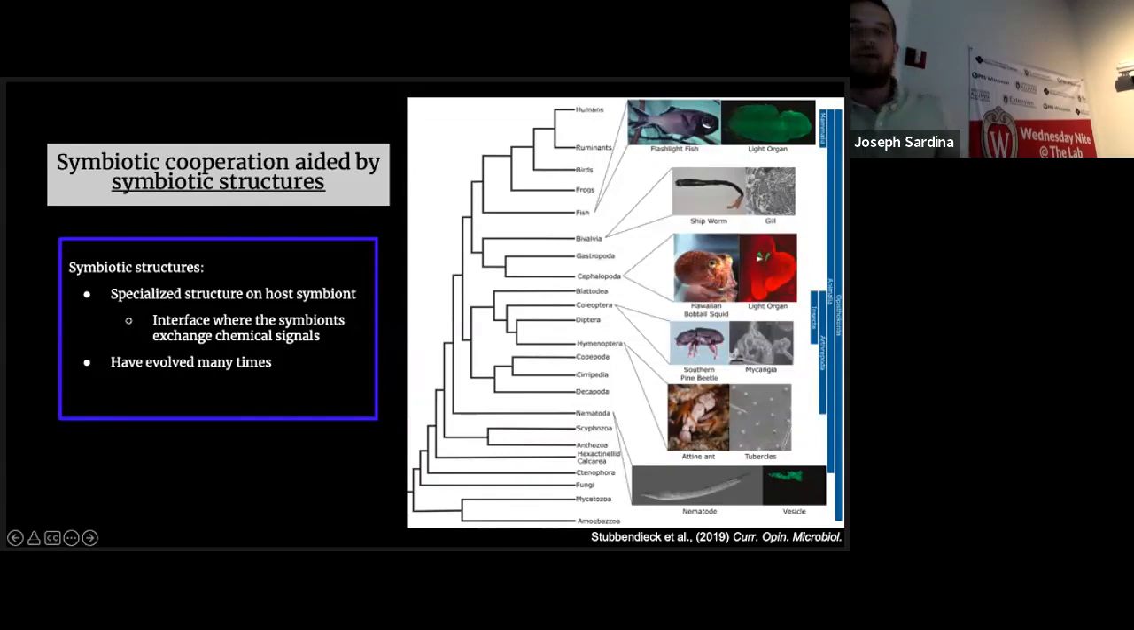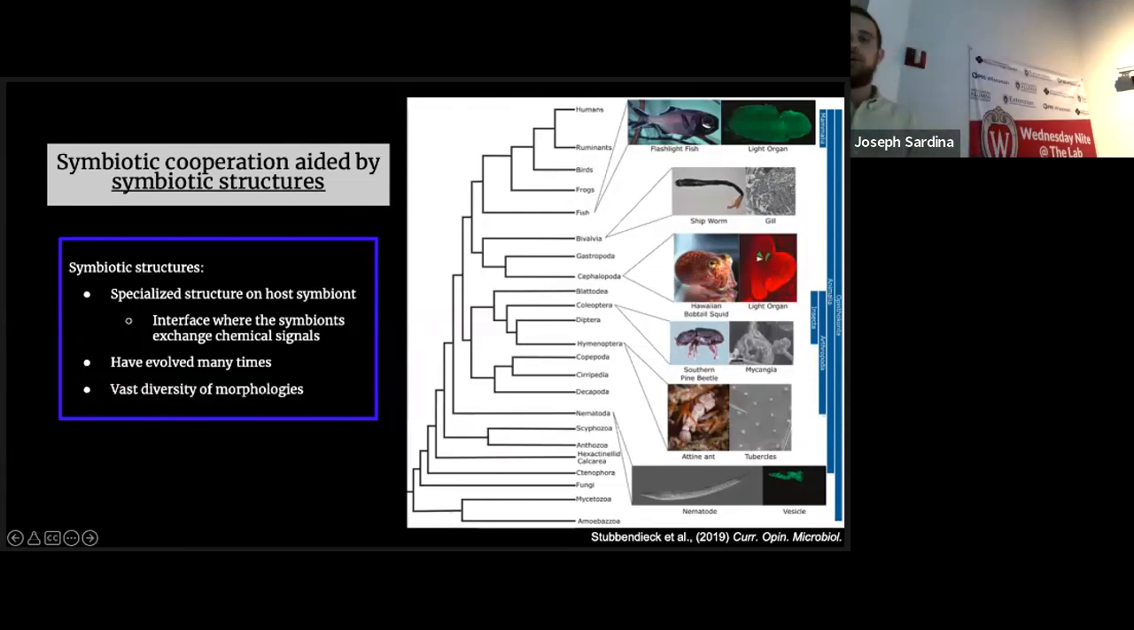And so these symbiotic structures have evolved many times in a wide variety of animals. And so we see this repeated evolution, and that's what this figure is showing here actually from this review. It's showing the repeated evolution of these symbiotic structures in very different types of animals that engage in symbiosis with very different types of microbes. And so the repeated evolution of these symbiotic structures indicates their importance and their effectiveness at mediating these symbioses.